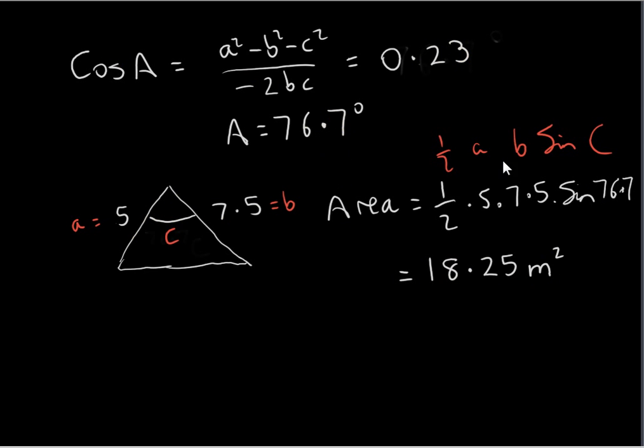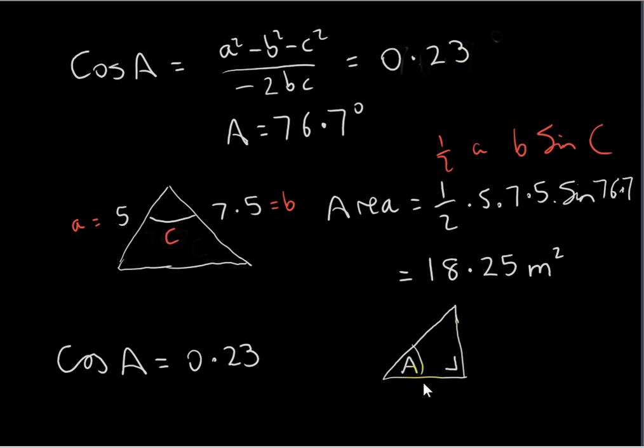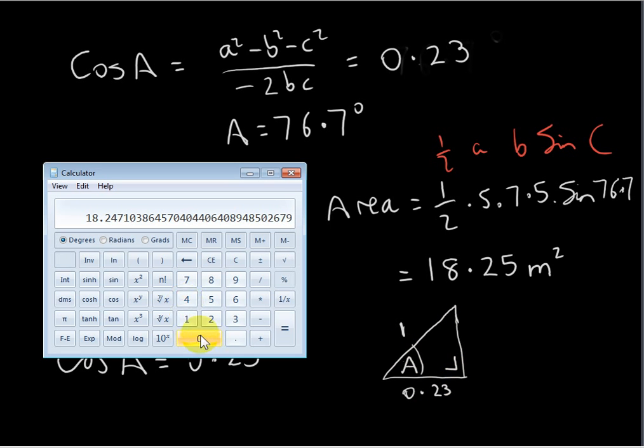Now we could get the area without getting angle A. We have cos of A equals 0.23. So you can imagine a right angle triangle with angle A inside it. The cos of A is adjacent over hypotenuse. If we make the adjacent 0.23 units and make the hypotenuse 1 unit, we see the cos of A is 0.23 over 1, which is 0.23. And from this, we can get sine of A. We first have to use Pythagoras to get this side here. So that's going to be 1 squared, the hypotenuse squared minus 0.23 squared.